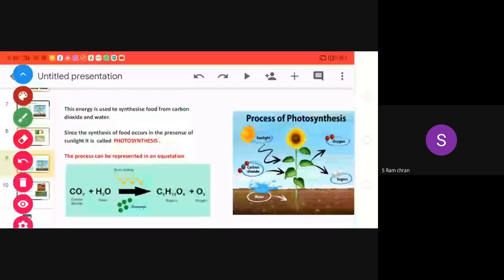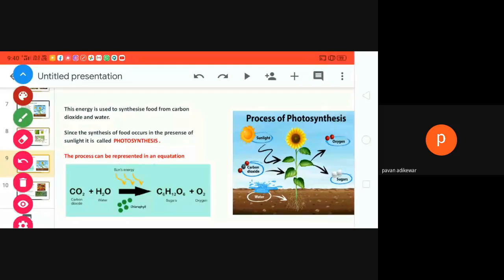So chlorophyll absorbs the sunlight, captures the sunlight from the sun. This energy is used to synthesize food from carbon dioxide and water. The sunlight is used as heat. It synthesizes the food from carbon dioxide and water. Is it clear, children? The sunlight functions as heat. It makes the food with the help of carbon dioxide and water. Is it clear?